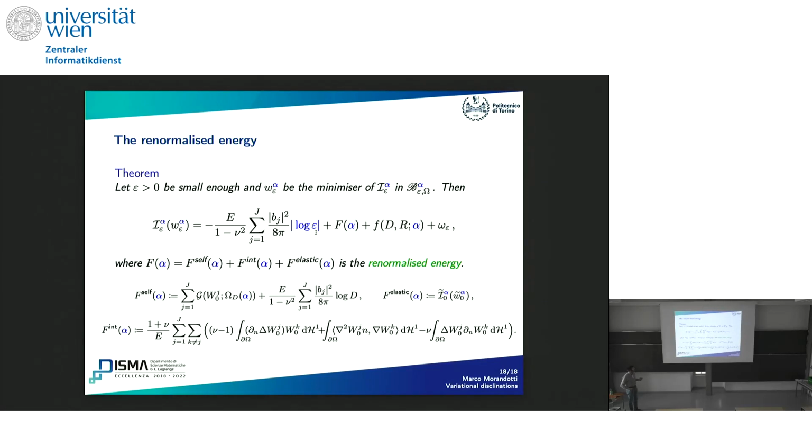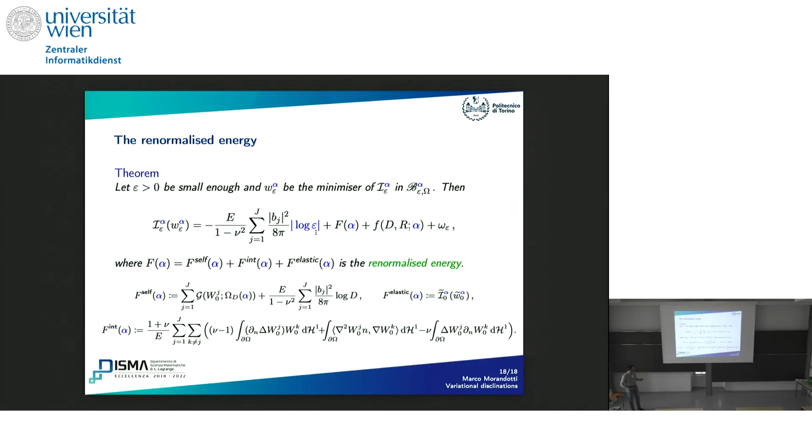So the final slide is about the renormalized energy, and actually we can obtain that the energy scales like a part that diverges like log epsilon, which is what was expected. Two contributions, F and little omega epsilon. One does not depend on epsilon, the other one is infinitesimal with epsilon, so we disregard them. The most important part is the F, which is called the renormalized energy. And this renormalized energy is a topological energy that takes into account where the defects are located. So that's why it's indexed by the measure alpha.